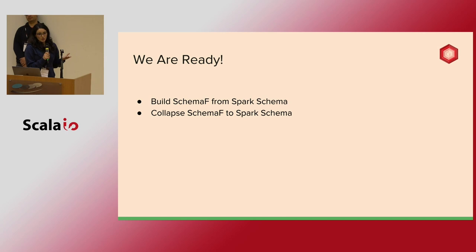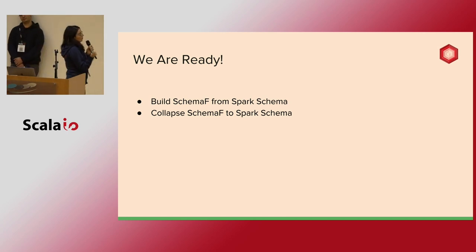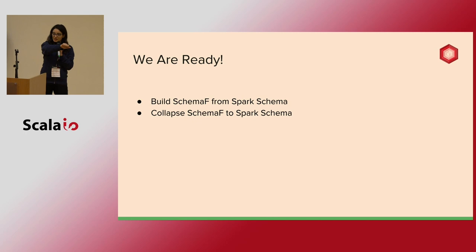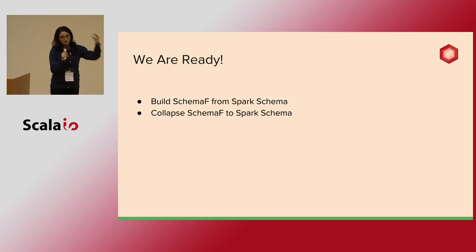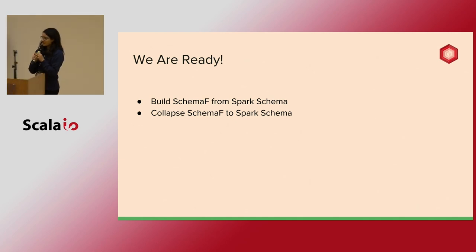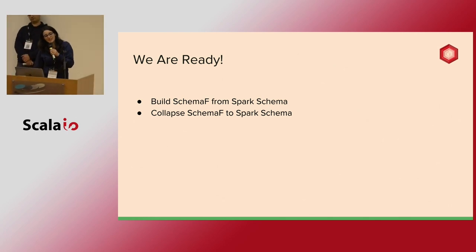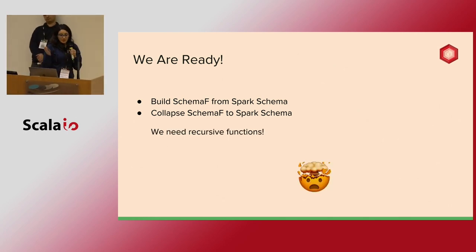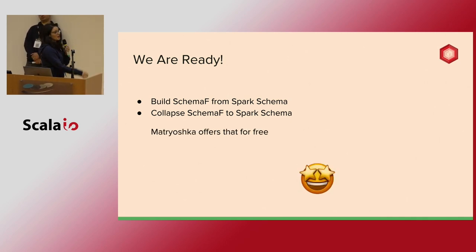What we actually want to do with that is build schema F from a Spark schema, and then collapse it back to a Spark schema. It's like we want to convert from data type to schema F, and then from schema F to data type. We need recursive functions, but we have Matryoshka now. We can use it.